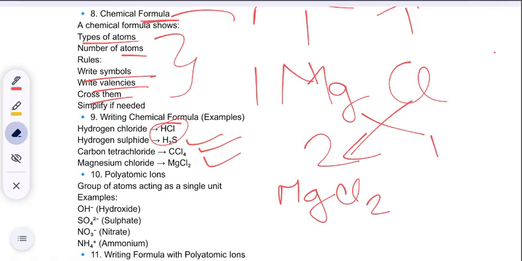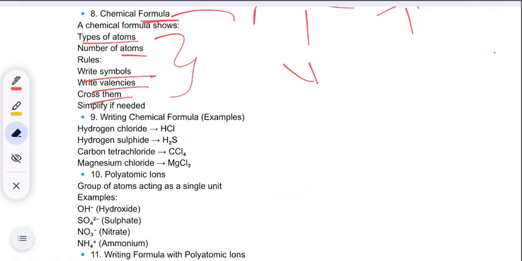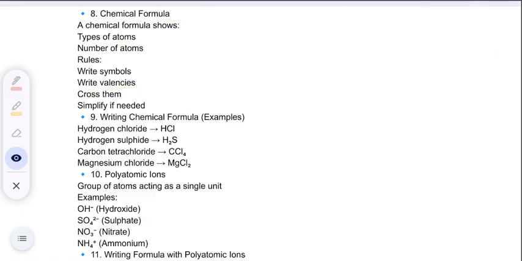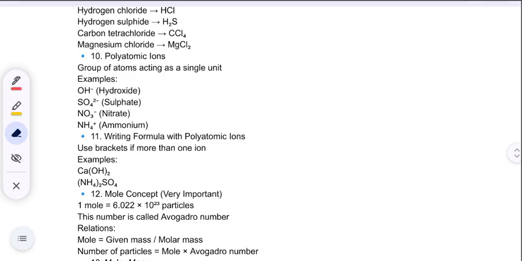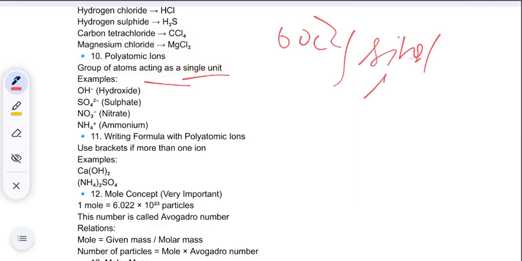Understood. Now the next topic given in this chapter is polyatomic ion. See, it is simply a group of atoms acting as a single unit. Okay, it means a group of atoms acting as a single unit.